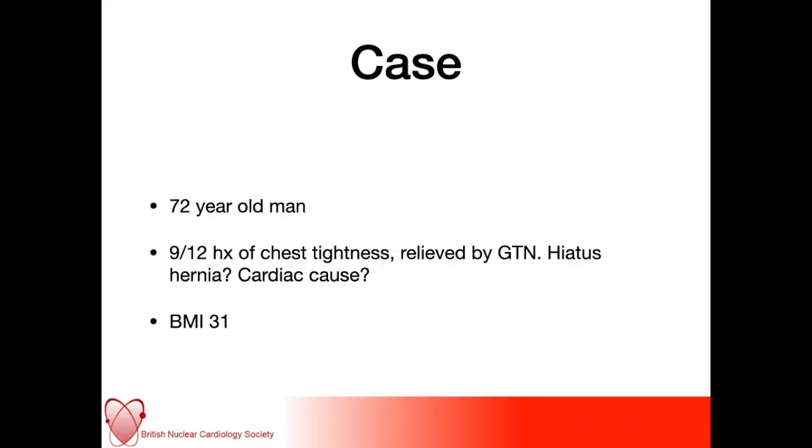The second case, this time a 72-year-old man, 9-month history of chest tightness. It's relieved by GTN. He has a hiatus hernia. Is that to blame, or is this a cardiac cause? His BMI is similar, 31.